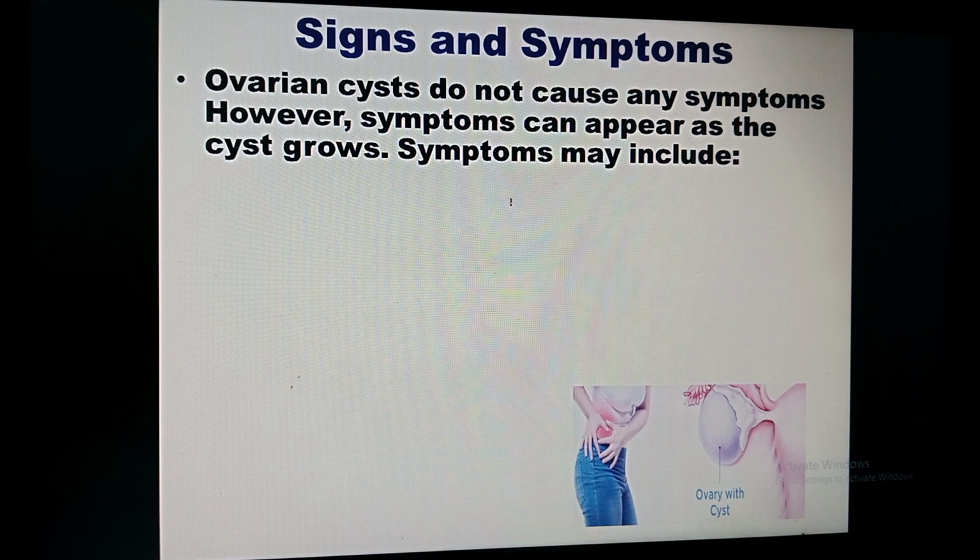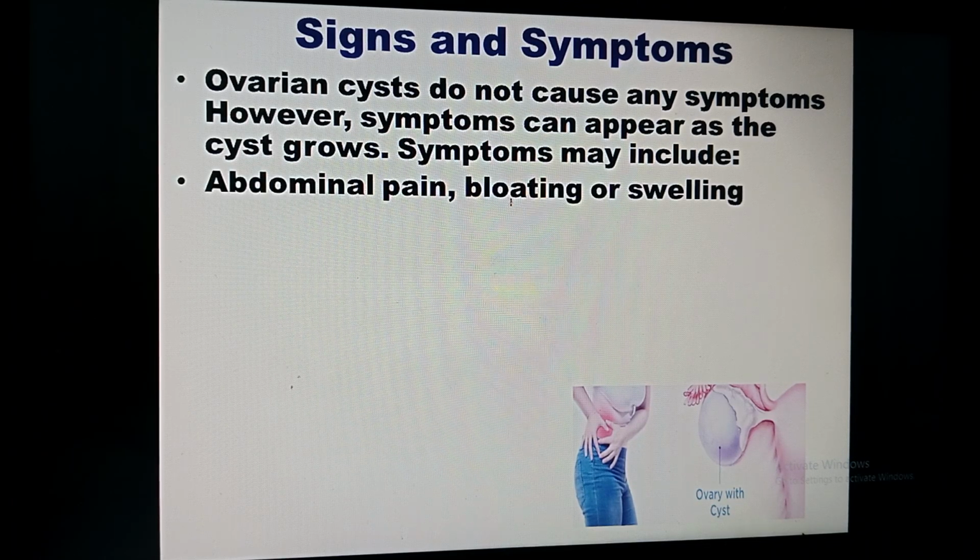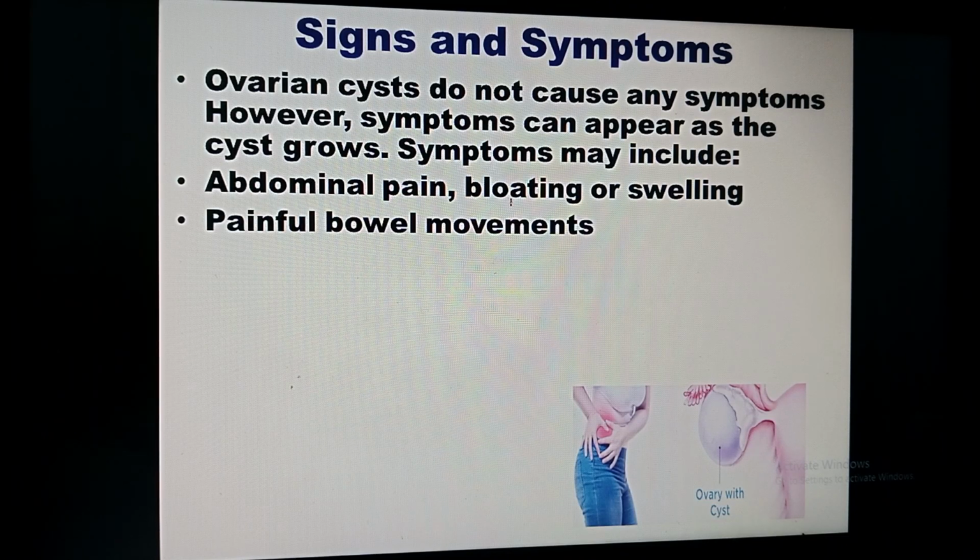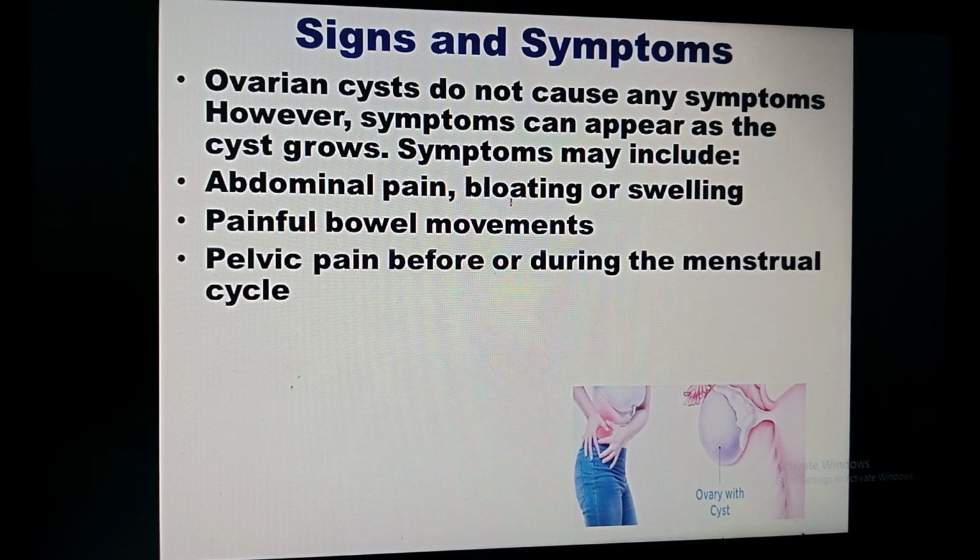Ovarian cysts do not cause any symptoms initially, if the size is very small. Symptoms can appear as the cyst grows. They may include abdominal pain, bloating or swelling, and painful bowel movements, like when passing motion.